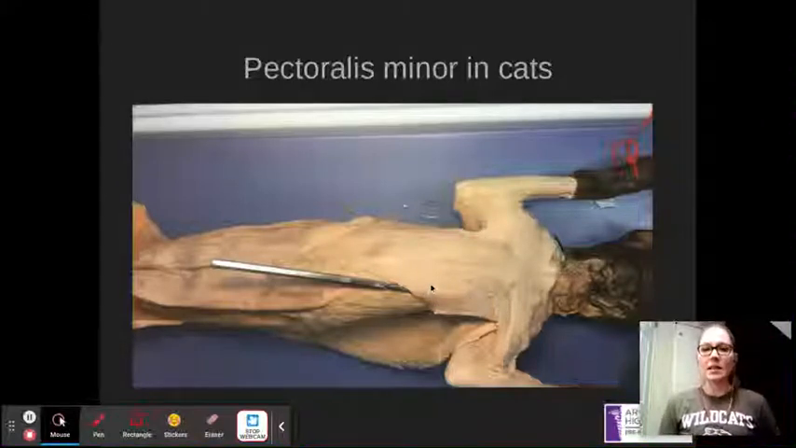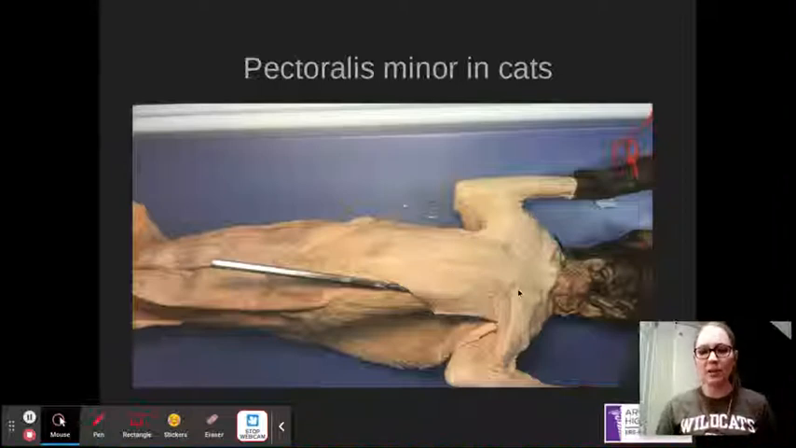So the reason it's called pec major is, well, one, when we were originally studying muscles, we were studying them in humans, and pec major was a lot bigger and it was more on the surface compared to pec minor. And so the way that I remember the order when I look at the cats is pec major is more superior and pec minor is more inferior. So it just helps to orient yourself based on the names.